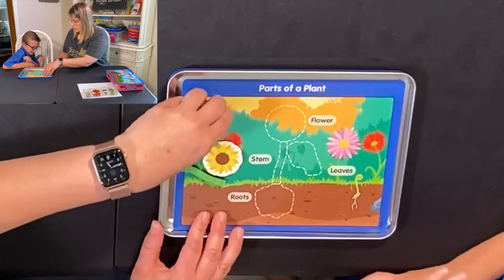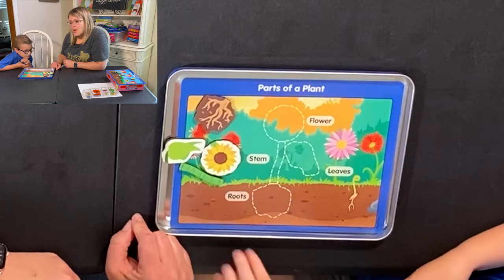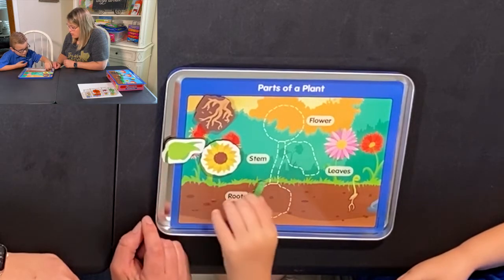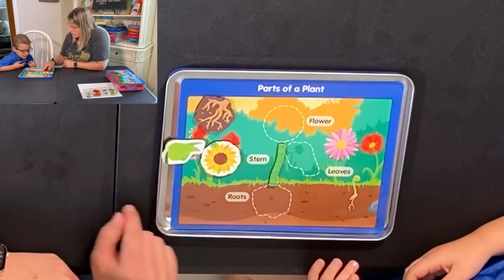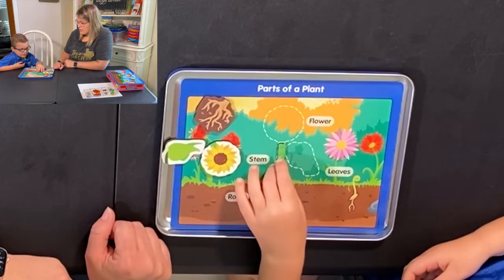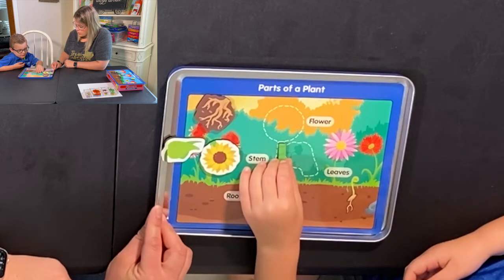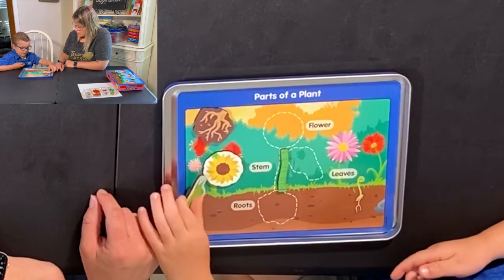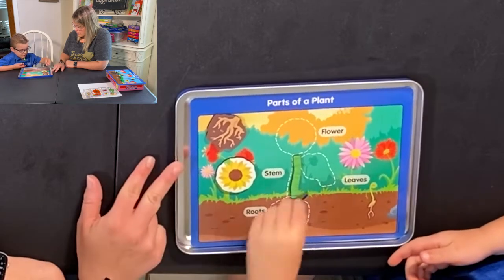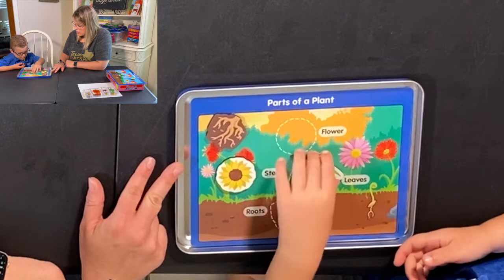All right, Jameson, sit on your pockets and you're going to help me put these parts of a plant in the right spot. Friends at home, help us out, okay? Jameson, can you find the roots? Oh, you found, what is that? A stem. He found the stem, okay. You can keep it on there. Put another piece on. Which one do you want to do next? What are those? The leaves. The leaves. Good.